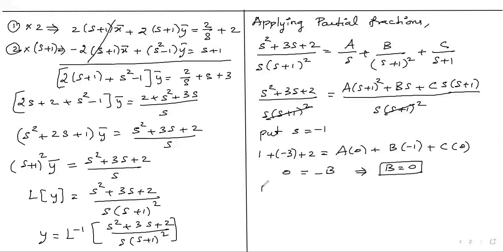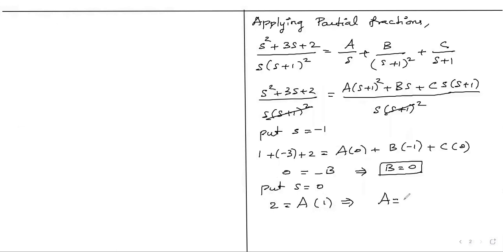Now, what else can you apply? Just if you apply the value of s as 0, see here bs. So only here you have to apply 0. So b will become 0. And similarly, c will also become 0. We can get the value of a. So here s square will become 0. 3s becomes 0. 2 will be there. So 2 equals a of 1 square. So 1 square is nothing but 1. So what is the value of a? A becomes 2.